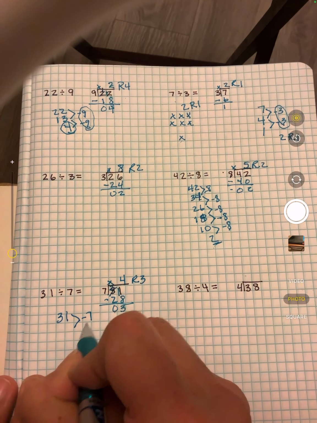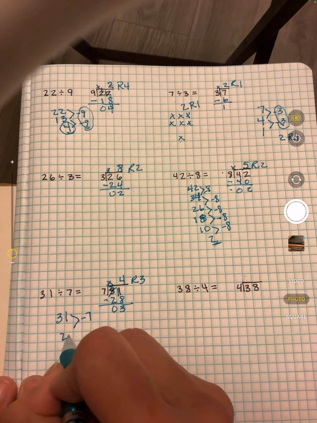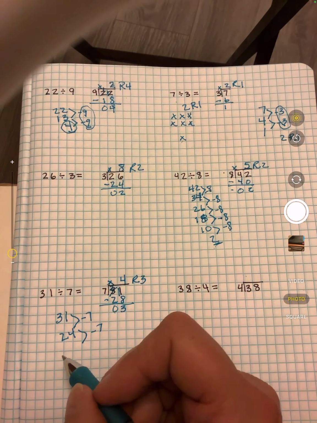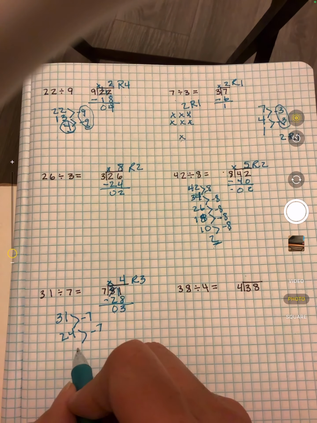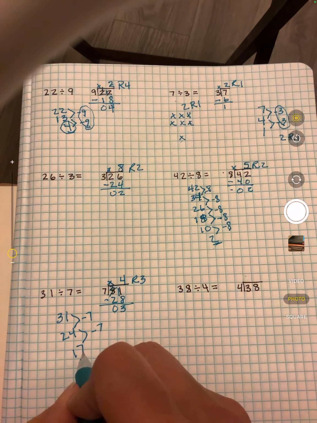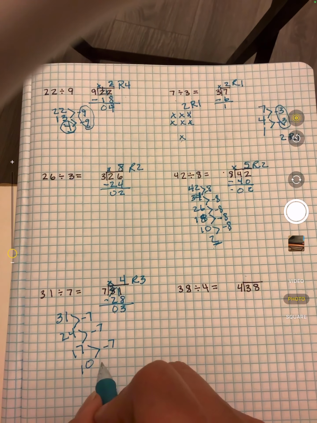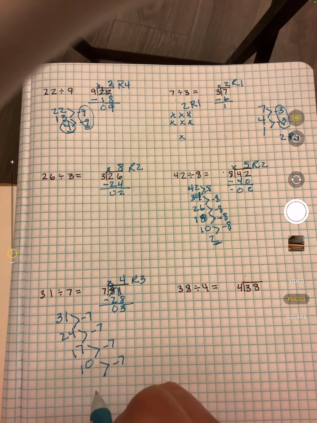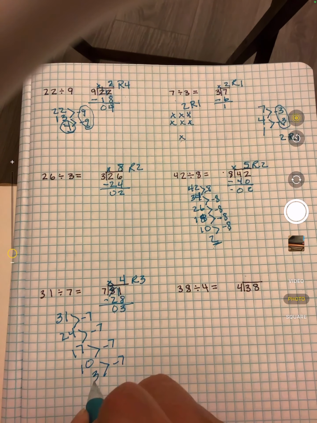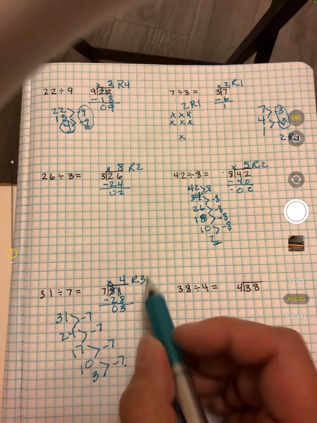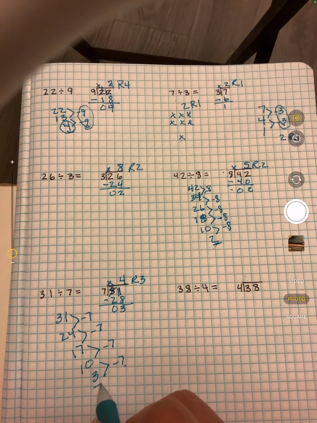31 minus 7 would be 24. Minus 7 would be 17. Minus 7 would be 10. Minus 7 would be 3. So here's my 4. 1, 2, 3, 4 groups of 7 right there with a remainder of 3.